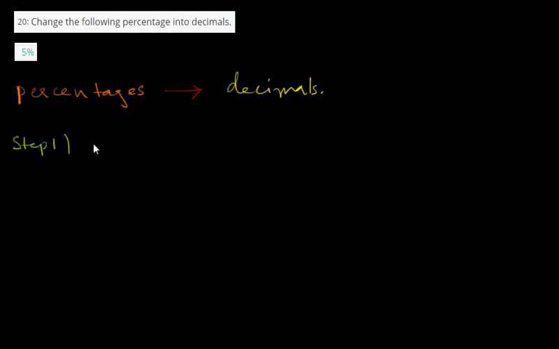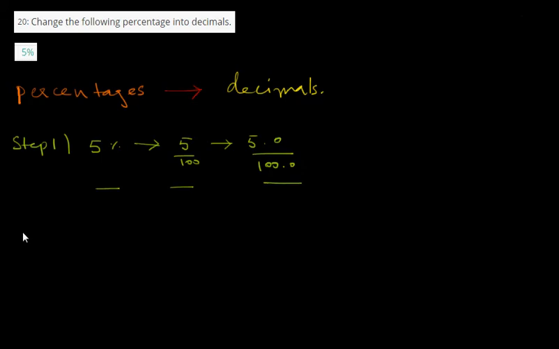Now the first step is to rewrite 5% as a fraction. So 5% is exactly the same as 5 over 100 or 5.0 over 100.0. So these three are exactly the same.